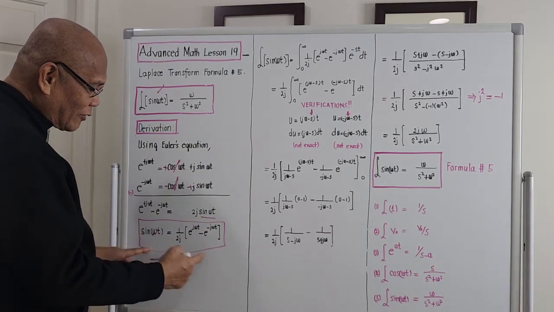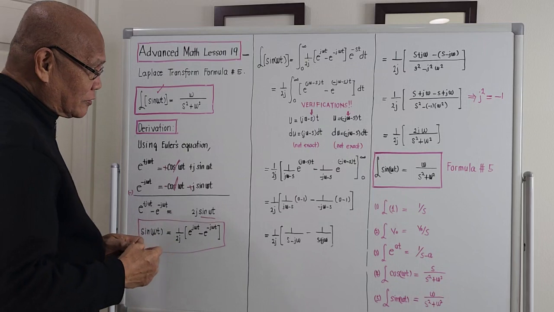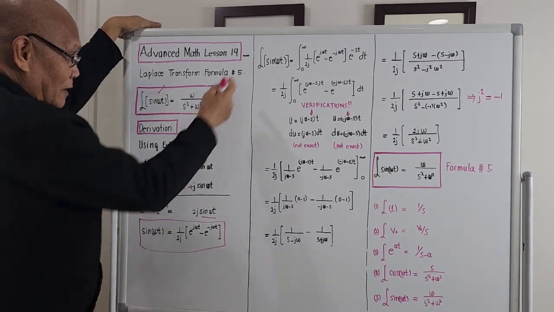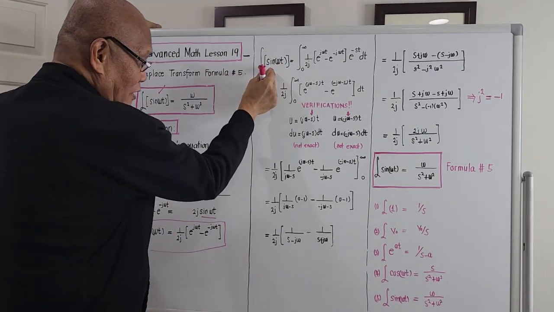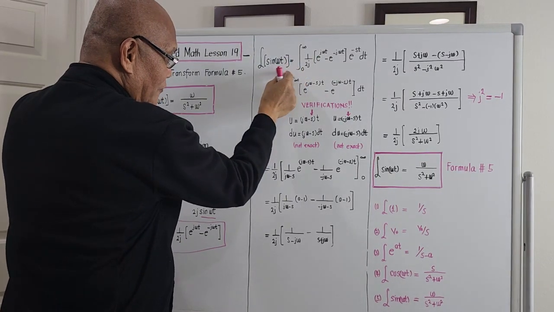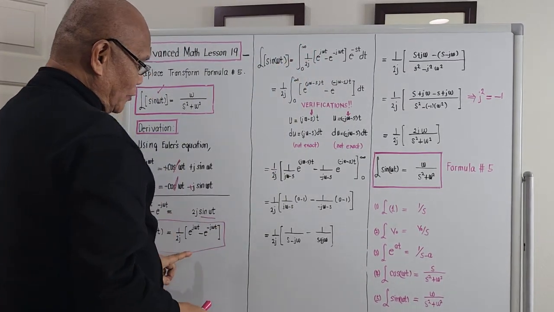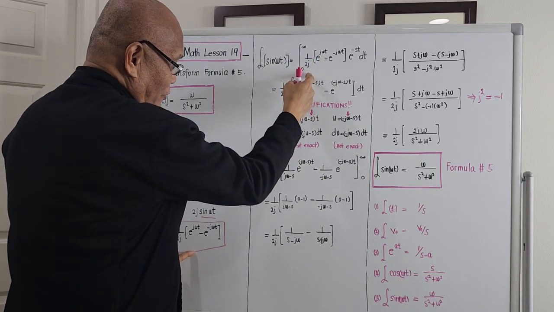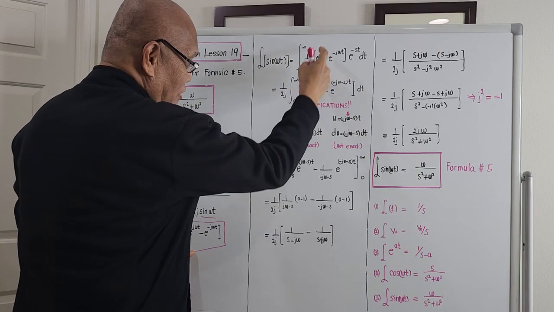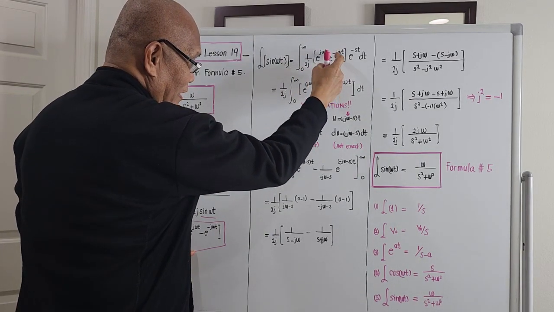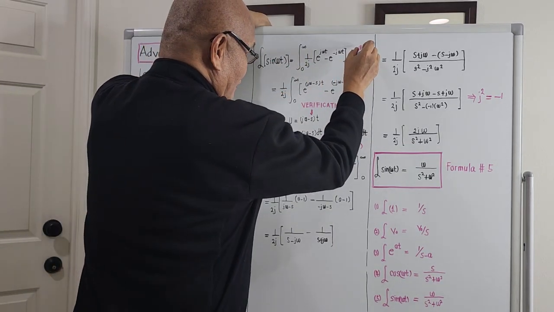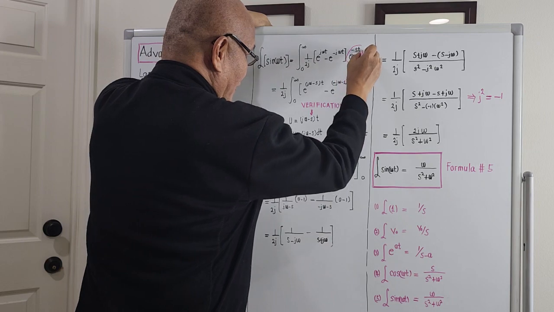Instead of using this, we will use this one. So if we now take the Laplace transform of sine of omega t, this should be equal to the integral from 0 to infinity, following this, 1 over 2j, that is sine, times e raised to j omega t minus e raised to minus j omega t, close bracket, times this exponential function over here.